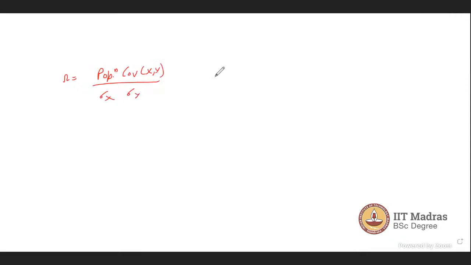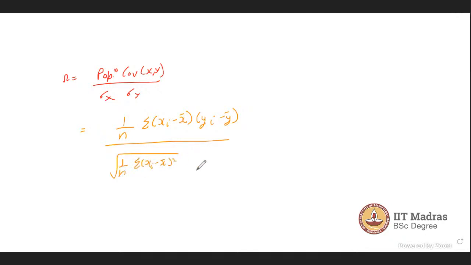If I plug in the values, it will be 1 over n summation (xi minus x bar) into (yi minus y bar), and the population standard deviations are the square root of summation (xi minus x bar) the whole square, and the square root of summation (yi minus y bar) the whole square. If you notice, it's the square root of 1 by n multiplied by the square root of 1 by n, which is nothing but 1 by n. So this gets cancelled out.